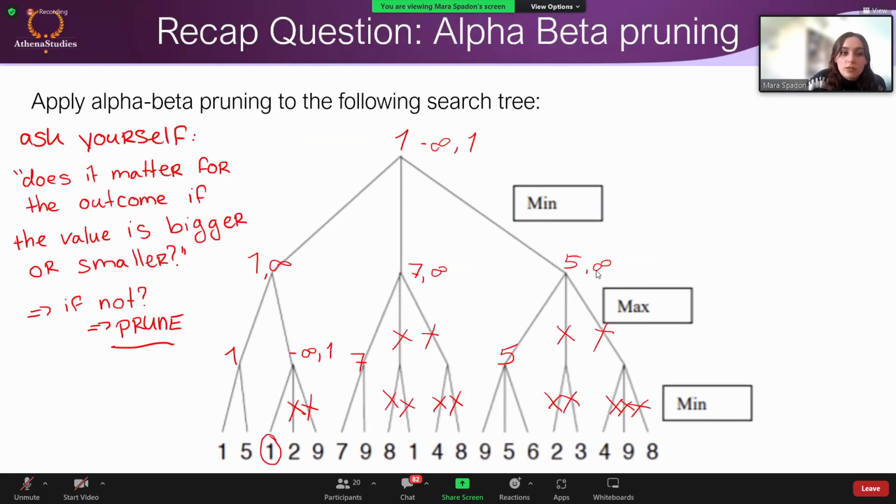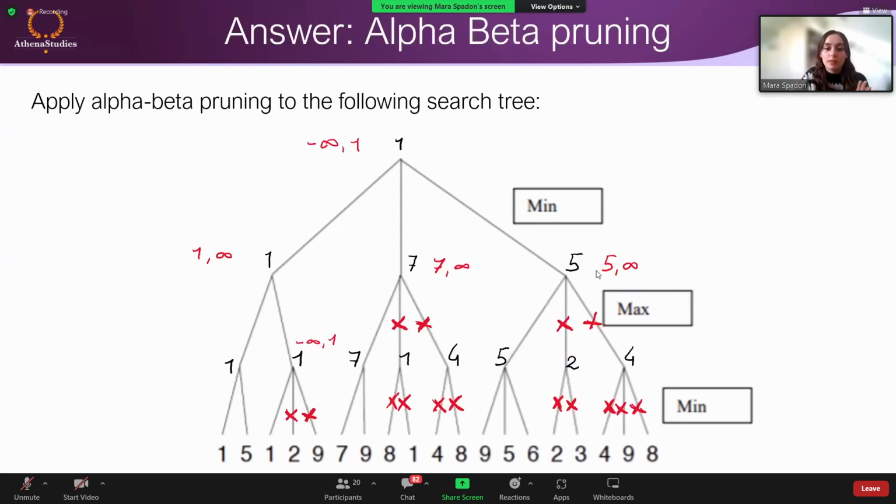So again, just always ask yourself the question: does it matter for the outcome if the value is bigger or smaller? If it's bigger, then min would not choose it. If it's smaller, then max would not choose it. Then you prune it. So this is indeed the final answer.